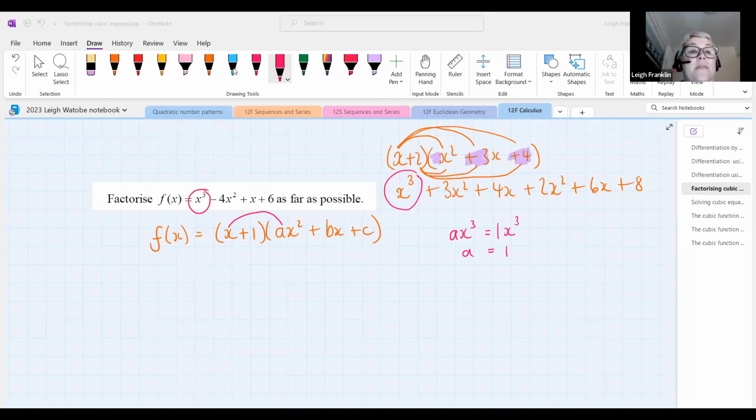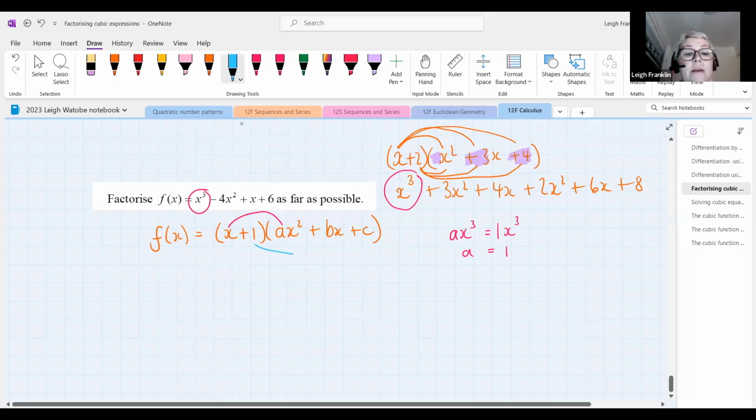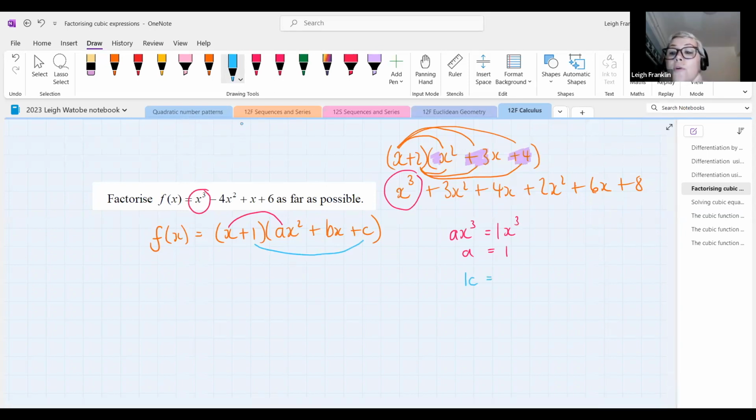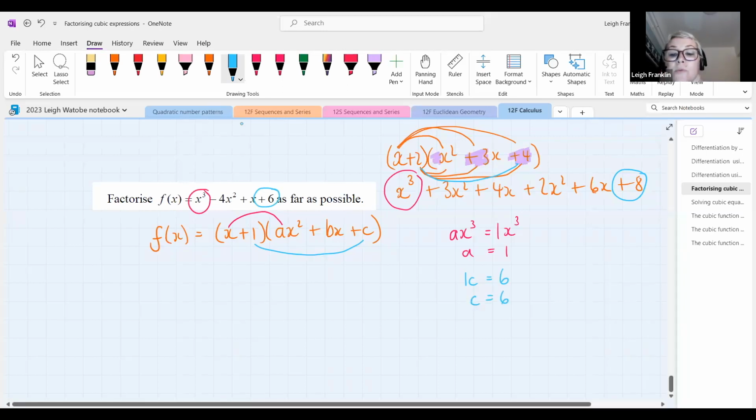Okay, then last and last. So 1 and c, the only way I get the constant is by multiplying last with last. And I can see that my constant is 6. So c has to be equal to 6.